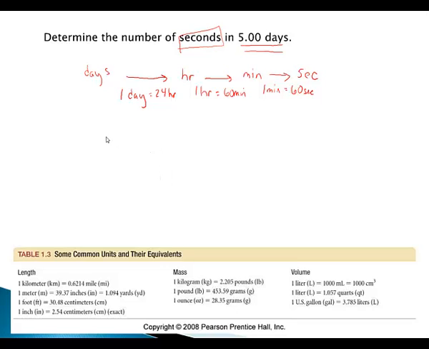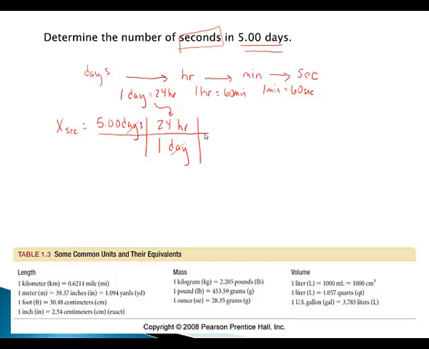All right. So I'm going to start out with finding a number that we want in seconds, and I was given 5.00 days. Okay. All right. So I'm going to set up and get rid of days, and the first thing I'm going to do is go to hours. Days are on top, so I need to put the day on the bottom, and the other side of the equality goes on top. So I got rid of days.